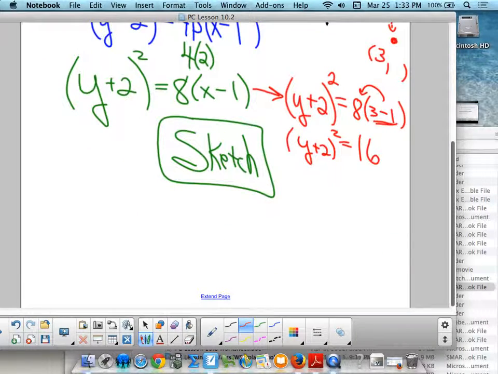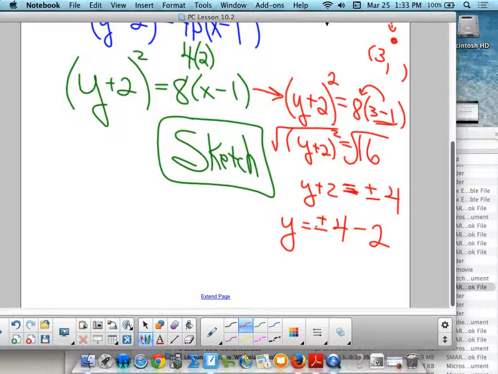Square root of both sides. Y plus 2 equals what? No one's going to say it. I don't know why. Plus or minus 4. Solve for y. Get the minus 2 over. So it's 4 minus 2 and negative 4 minus 2. What comes out?